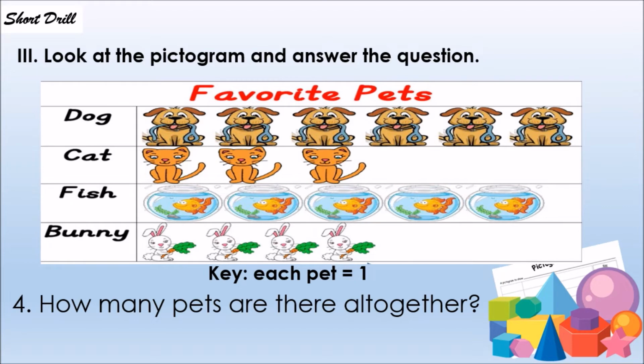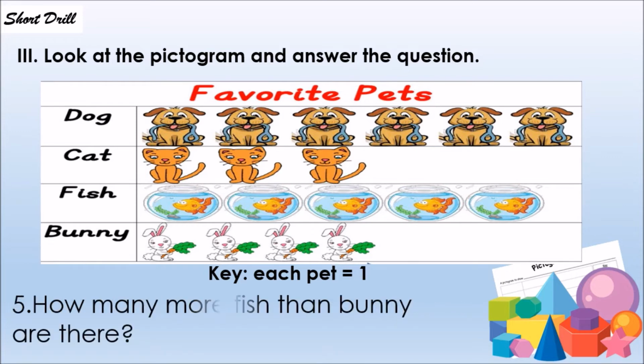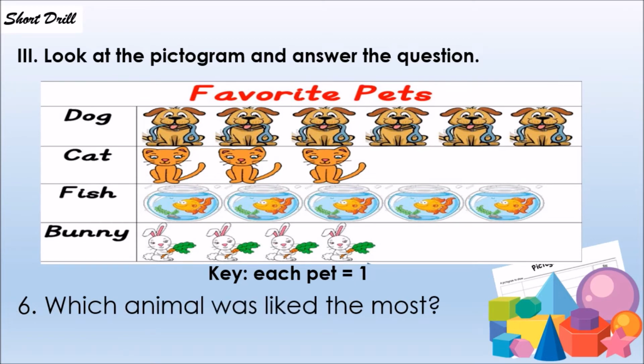Number 4. How many pets are there altogether? Number 5. How many more fish than bunny are there? Number 6. Which animal was liked the most?